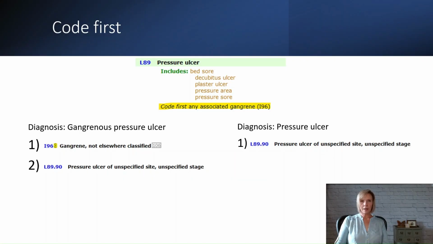Now let's look at an example of a condition that has a code first note. When coding a pressure ulcer, you'll notice in the tabular that category L89 for pressure ulcer has an instructional note telling you to code any associated gangrene first. So if the patient has a gangrenous pressure ulcer, you must assign and sequence the code for the gangrene before the code for the pressure ulcer itself. However, if the patient is diagnosed with a pressure ulcer and there's no mention of gangrene, then the code first note is not applicable and you simply assign the code for the pressure ulcer.